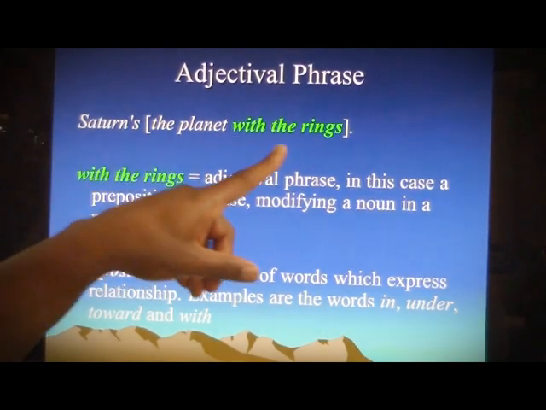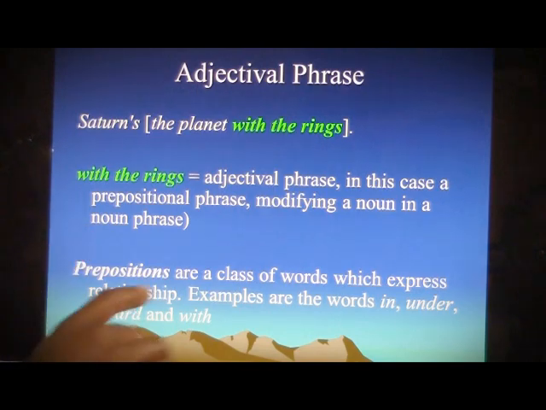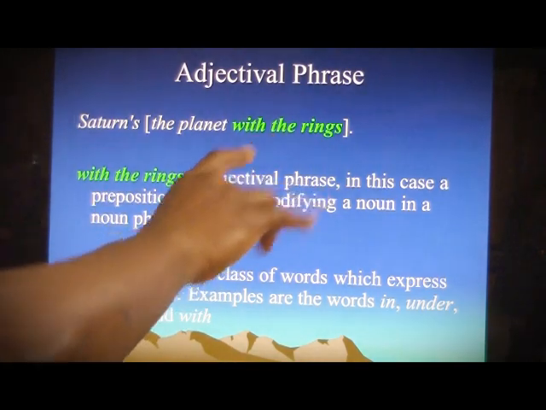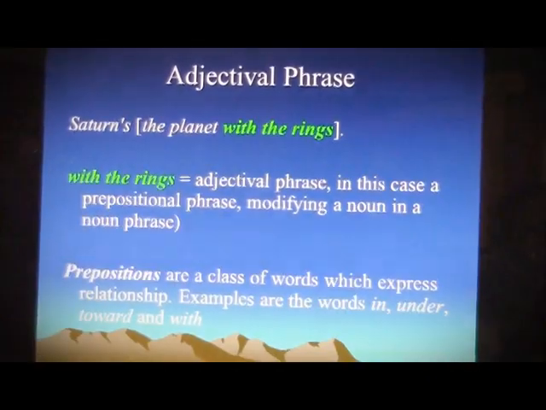Saturn, the planet with rings. This is a special kind of adjectival phrase. You're right, it's modifying planet. Yes, you are right. I know you're thinking, hey, with rings modifies planet. Why are we reviewing this again? The reason we're doing this is because it's a special word, this word with.